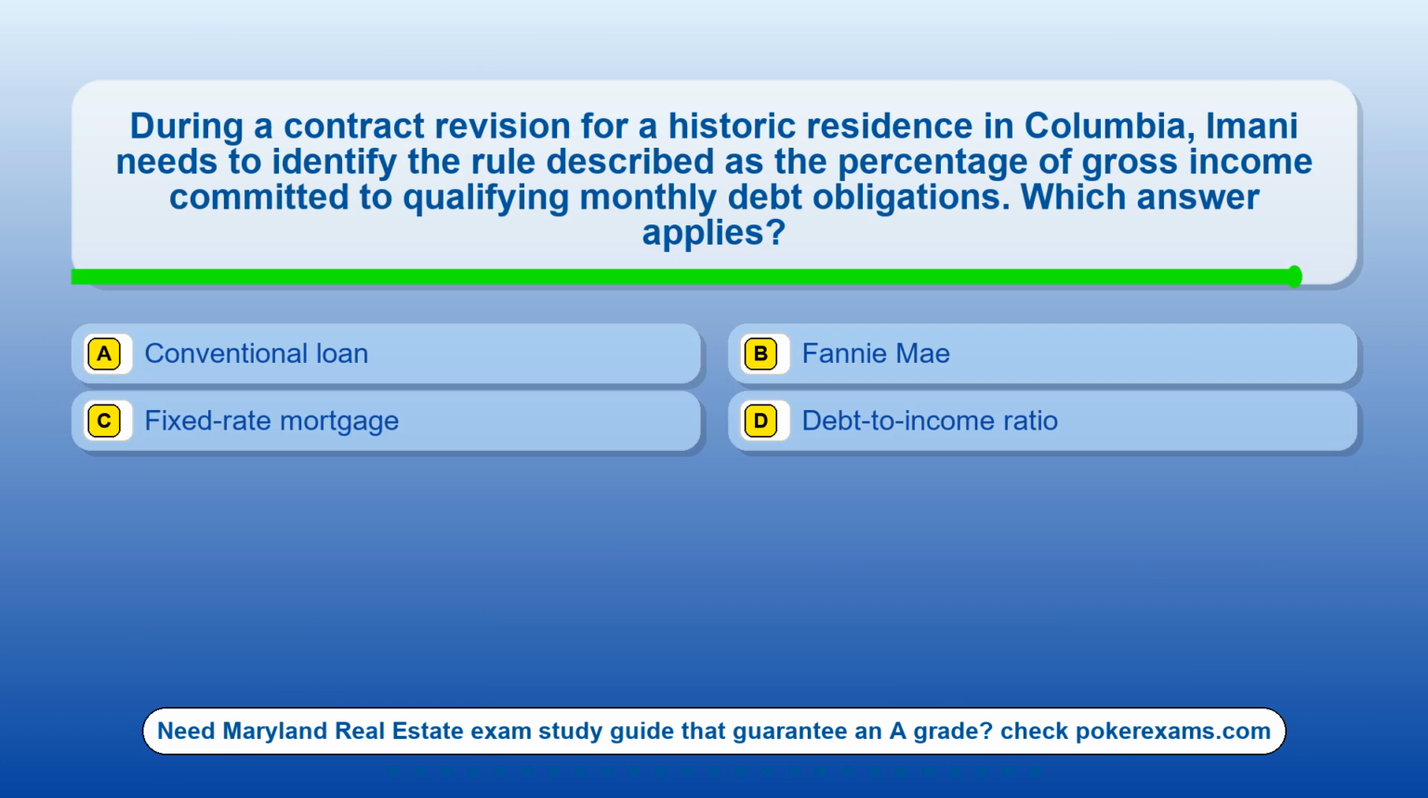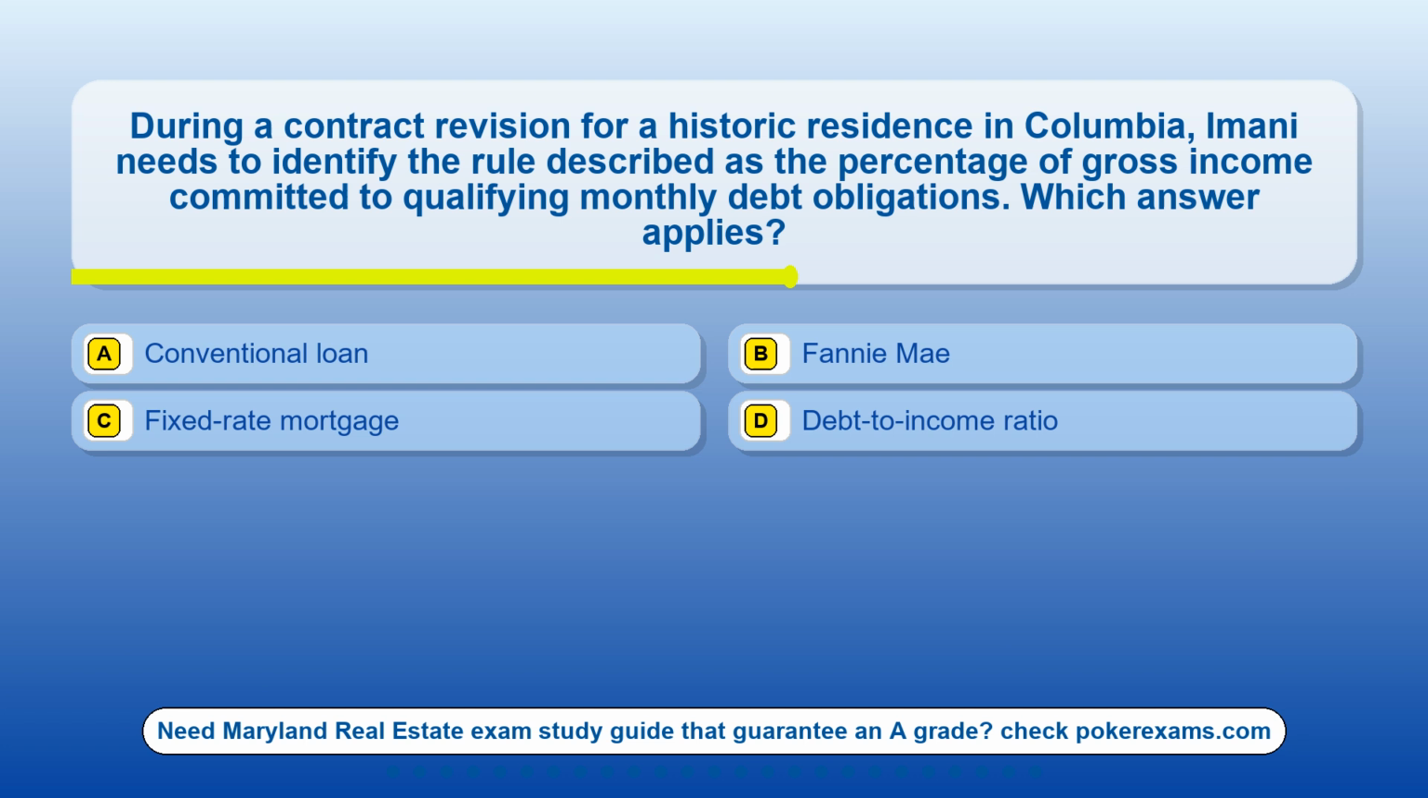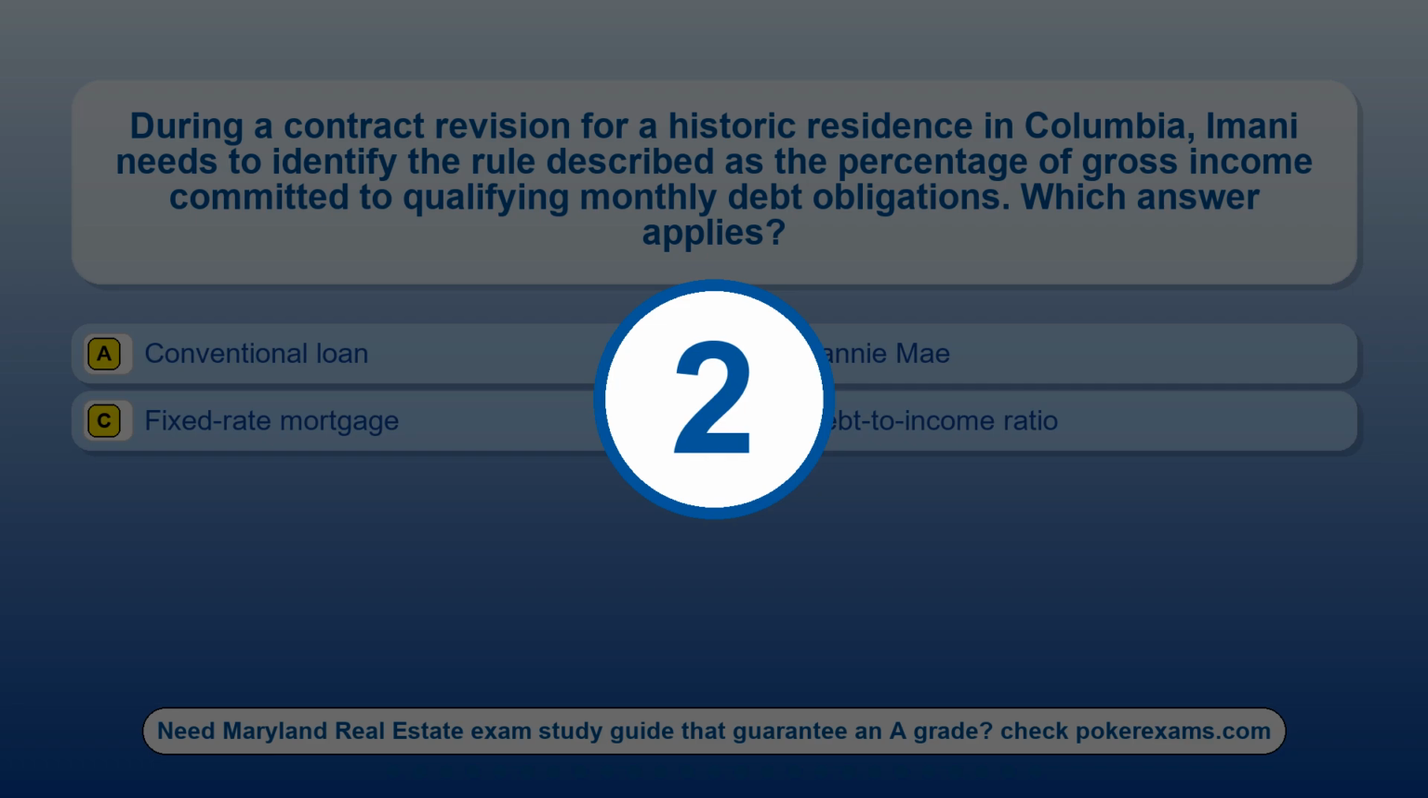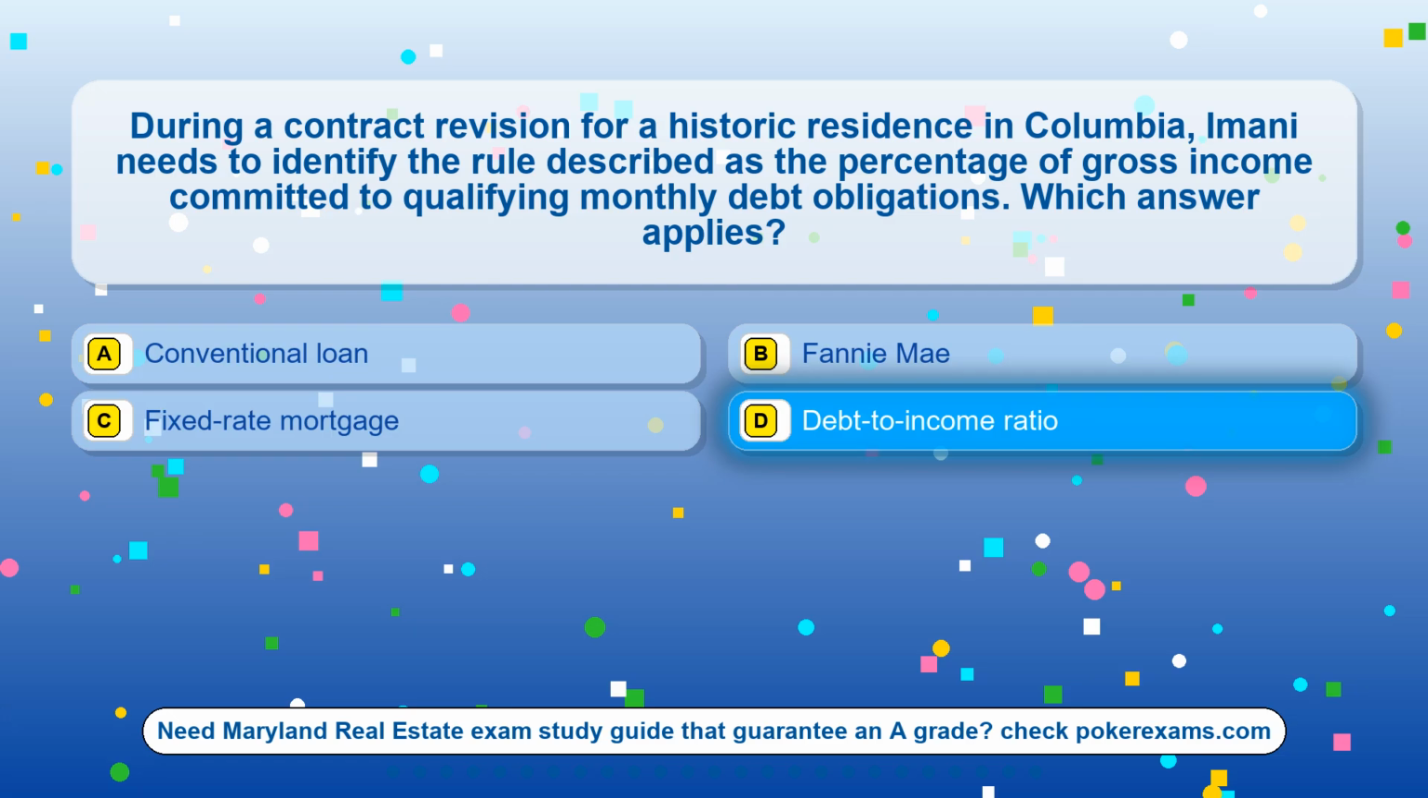Question 25. During a contract revision for a historic residence in Colombia, Imani needs to identify the rule described as the percentage of gross income committed to qualifying monthly debt obligations. Which answer applies? Option A, conventional loan. Option B, Fannie Mae. Option C, fixed-rate mortgage. Option D, debt-to-income ratio. The correct answer is option D, debt-to-income ratio.